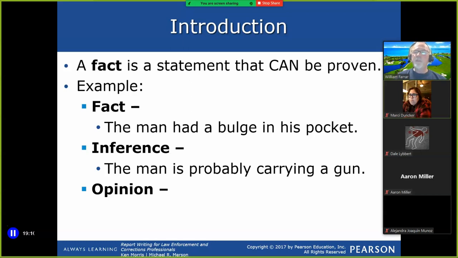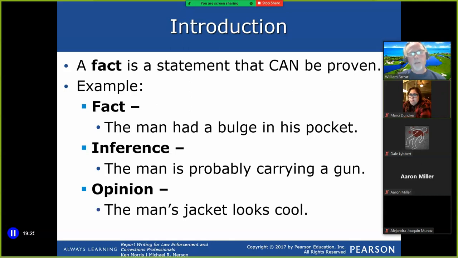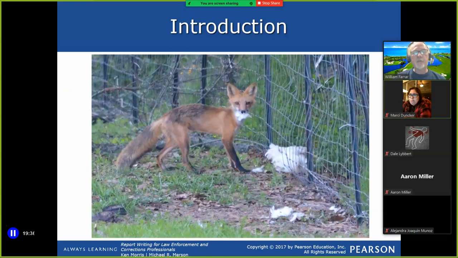So can you guys see the difference between a fact and an inference? You draw an inference from the facts, if that makes sense. Okay. And then your opinion is just like what you think. Like, hey, the man's jacket's cool, which really doesn't mean anything in this thing, but people draw inferences from facts, and facts are things that can actually be proven.